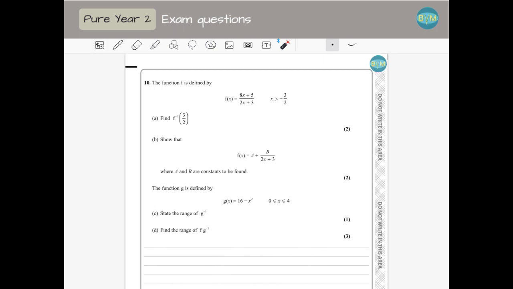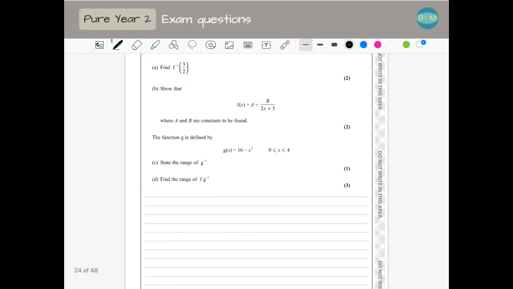Hello, this is question 10 on your June 2022 paper from Edexcel. You have a function, this one, and we have to find f minus 1 of 3 halves. So the first thing we are going to do is to find f minus 1.